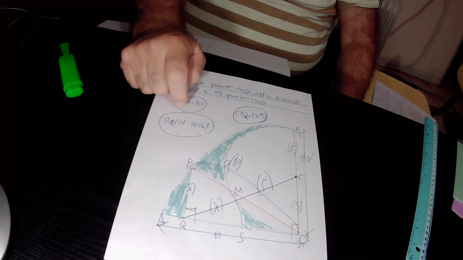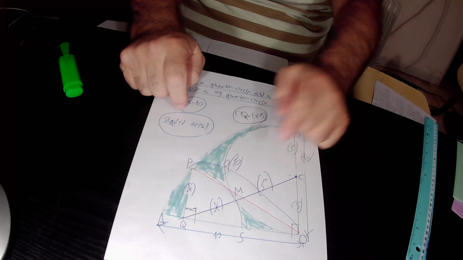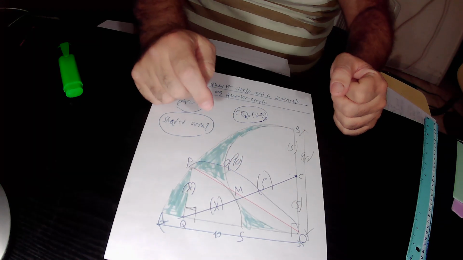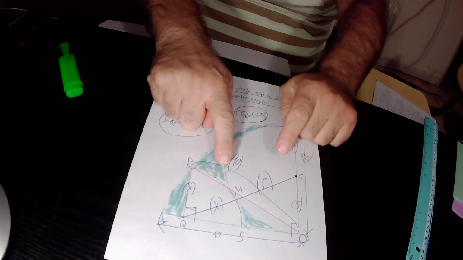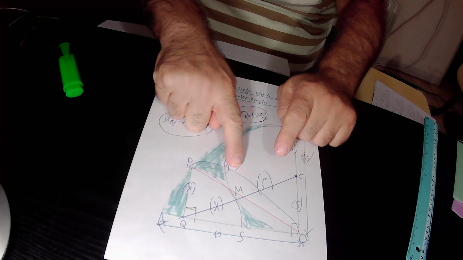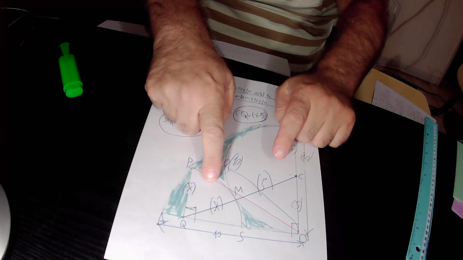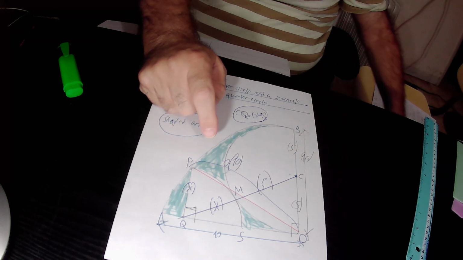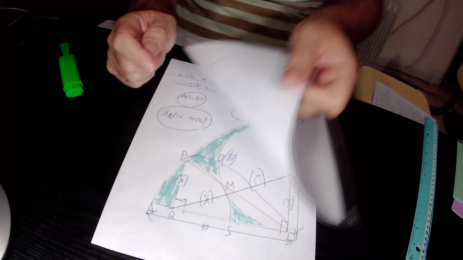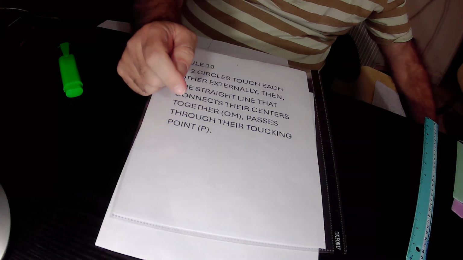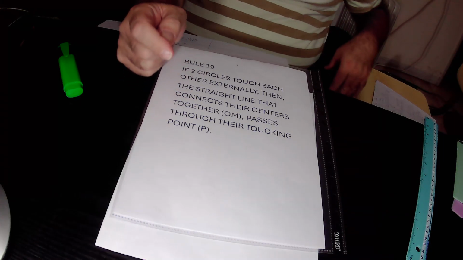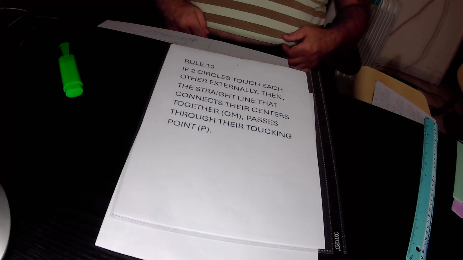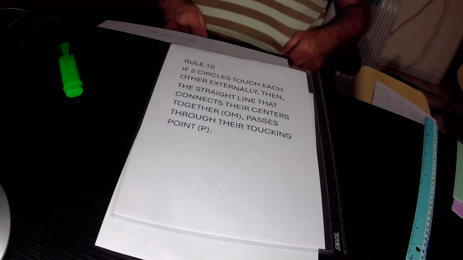We define the touching point between this semicircle and this small quarter circle. This point is point M. So those two shapes, that is to say, this semicircle and this small quarter circle, touch each other externally at point M. And therefore we can implement rule 10. Let me repeat rule 10 quickly. According to rule 10, if two circles touch each other externally, then the straight line that connects the centers of the circles passes through their touching point.